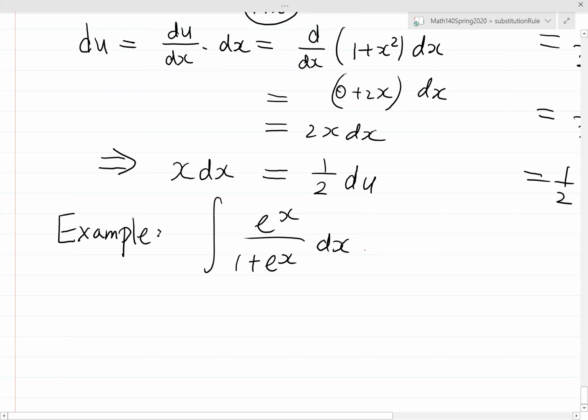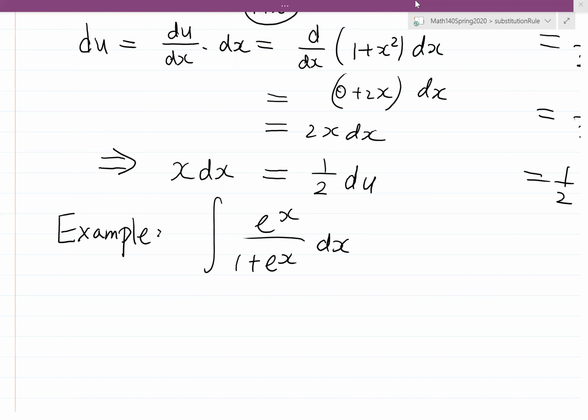Okay, now what do we do for this problem? What substitution do we choose? Anyone know?